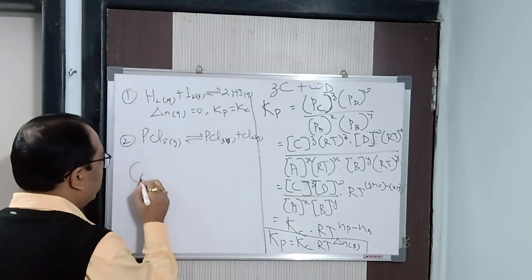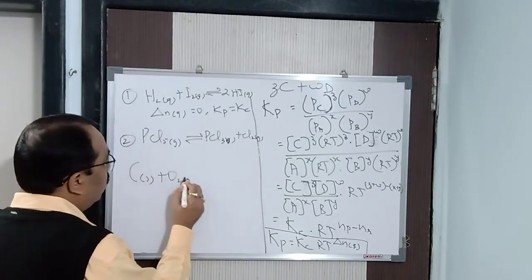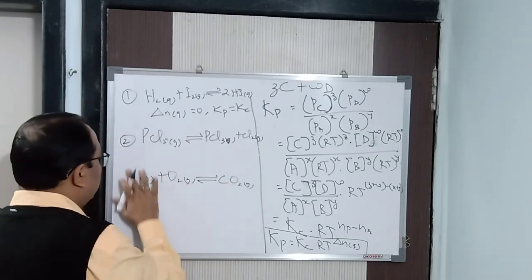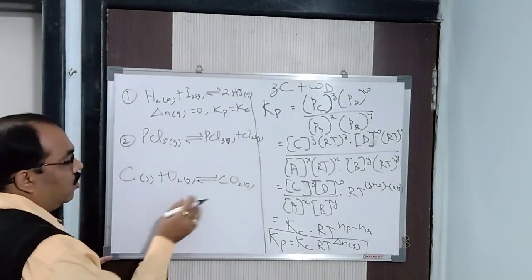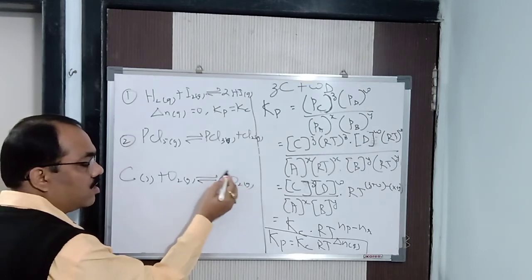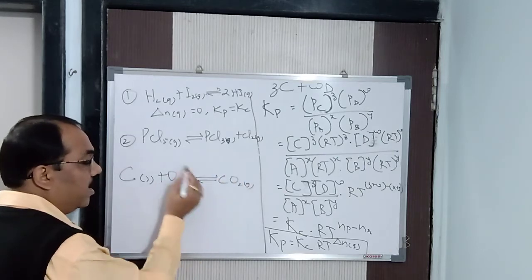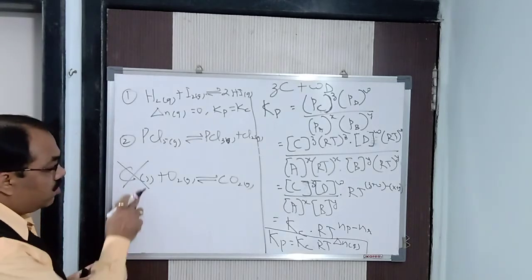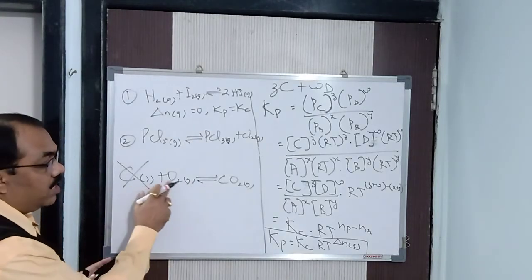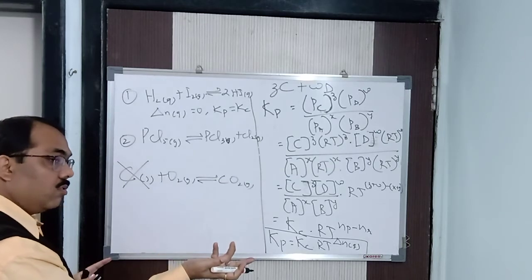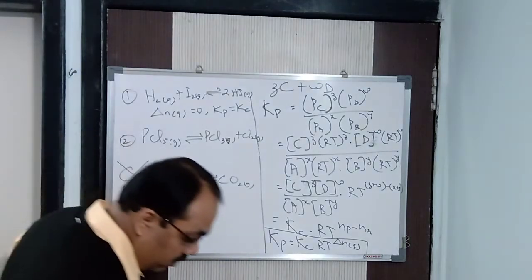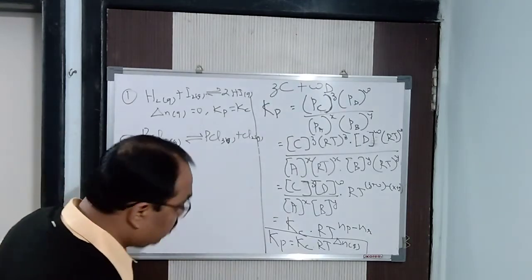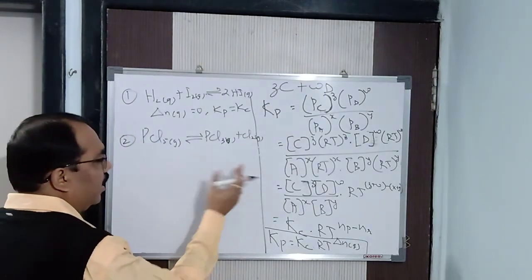For example, see here, C solid plus O2 gas gives CO2 gas. This is carbon solid. So here the number of moles of product is 1, and the number of moles of the reactant is also 1. I will not consider the solid to calculate the change in number of moles, so 1 minus 1 is also 0. Delta Ng is also 0. Understood? In case of solid and liquid, we are not considering it because it is not compressible. Solid and liquid are hardly compressible.